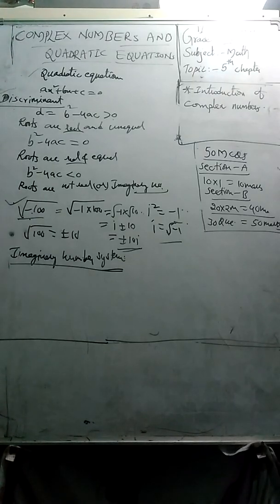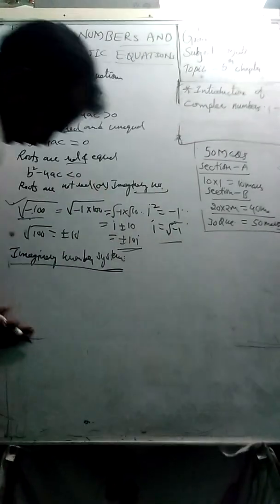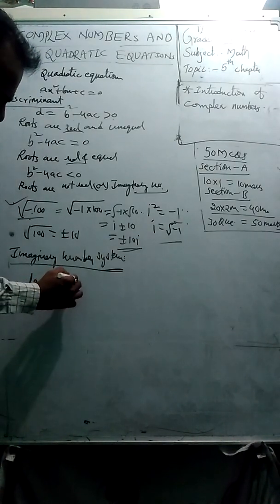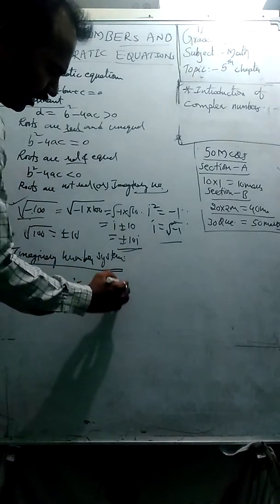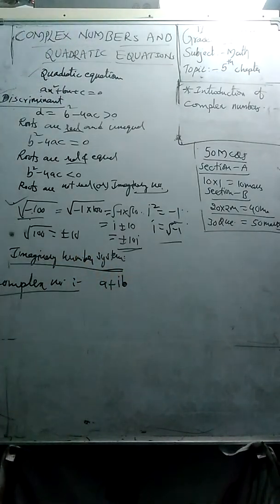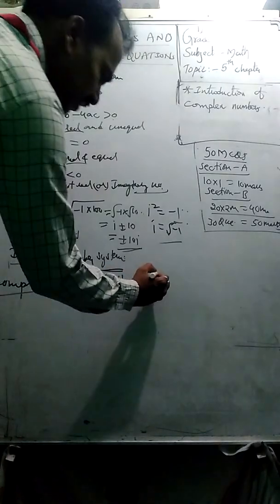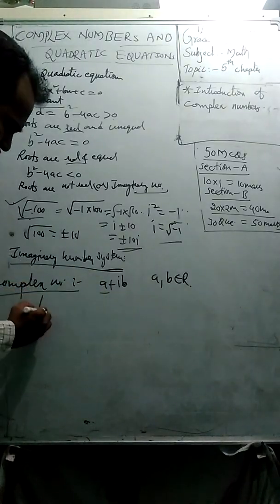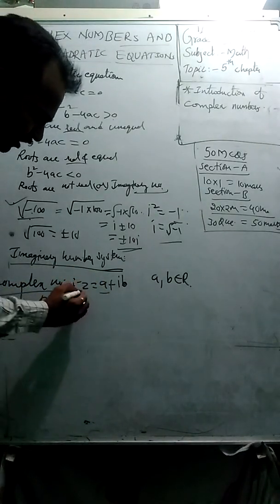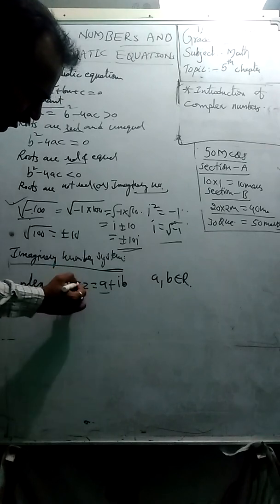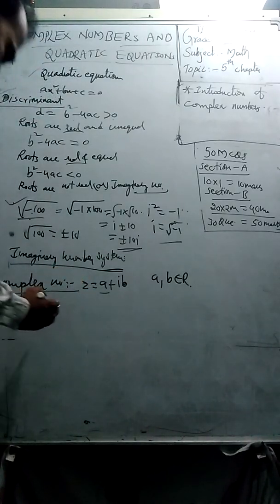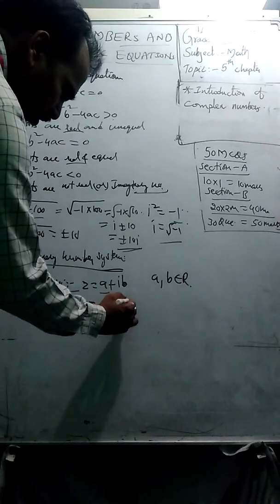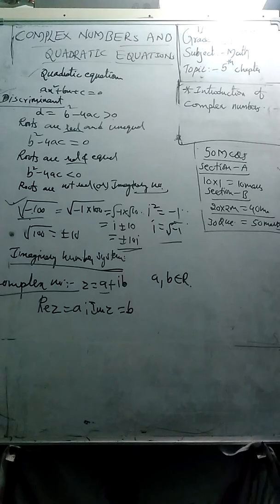Let us discuss complex numbers. What is a complex number? A complex number is a combination of real numbers and imaginary numbers. Numbers in the form of a plus ib are called complex numbers, where a, b are real numbers. If you represent the complex number a plus ib by z, the real part of z is called a, and the imaginary part of z is called b. So this is the explanation of complex numbers.